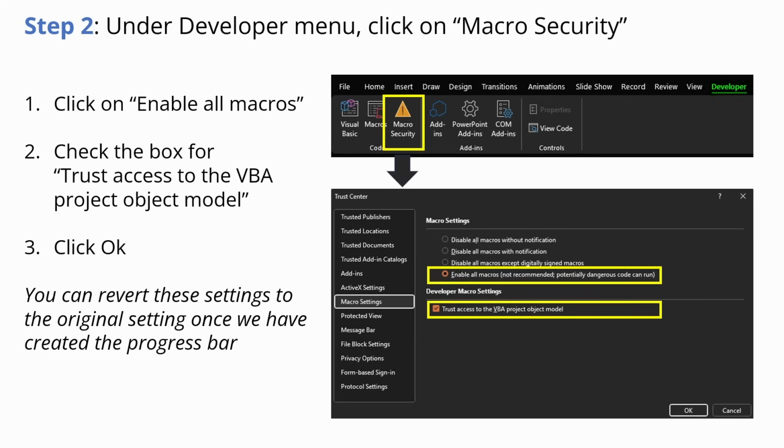Next step is you will need to enable a couple of settings under macro security. By default, they would be disabled for security reasons. In our case, it's a simple script, so we can just enable this by clicking on macro security under developer menu. Then select this enable all macros button and check this box called trust access to VBA project object model. And once you run the script, you can just revert these settings back to the original position, but you will need to enable these in order to run this simple script. So once you have selected these two options, click OK.